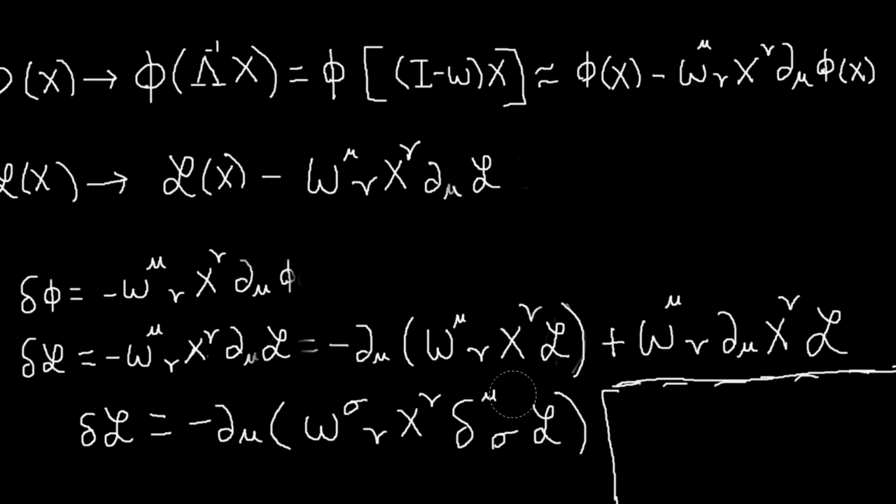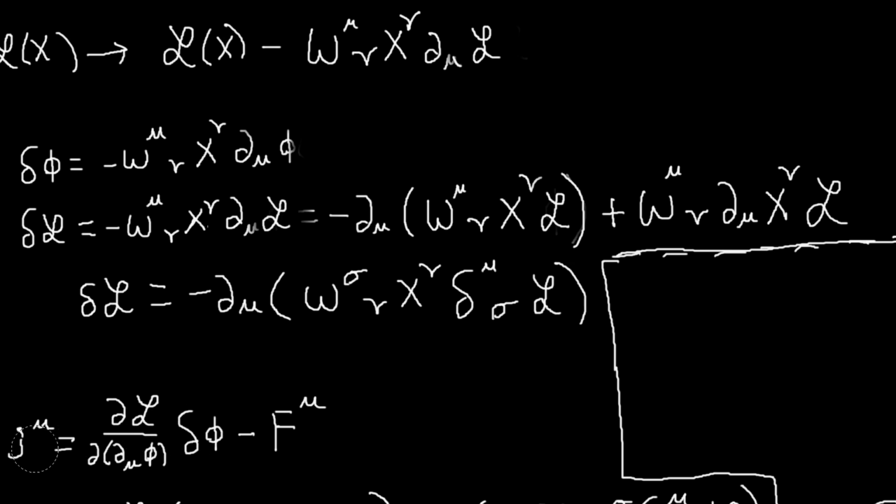But I will play with the indices here. I'll introduce a delta mu sigma, just with the benefit of hindsight. So this expression, delta mu sigma will act on this and give me omega mu sigma, or mu nu. So this expression is just that. I've just introduced this delta function.